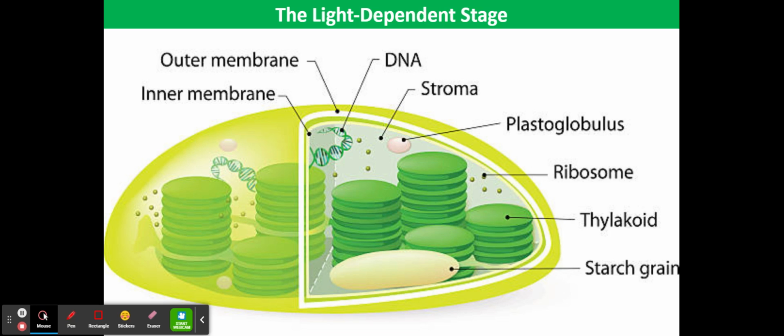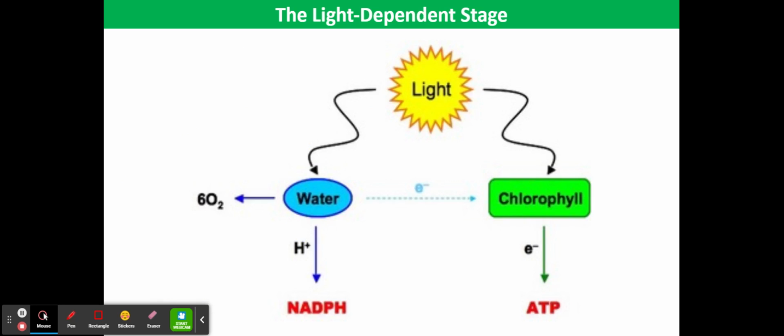This stage consists of light harvesting at the photosystems, photolysis of water, photophosphorylation, which is the production of ATP in the presence of light, as well as the formation of reduced NADP. Oxygen, the byproduct of photosynthesis, is also produced in the light-dependent stage.